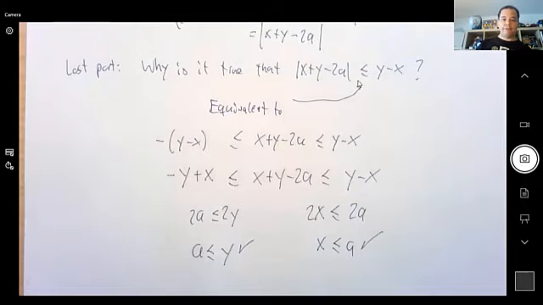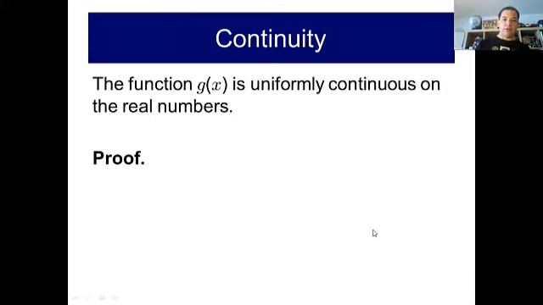Questions so far? How do we prove that the function is uniformly continuous? And I think that's going to be the only thing. We're not going to be able to do the differentiability today, but let's at least do why this function is continuous. All right, so here we go.